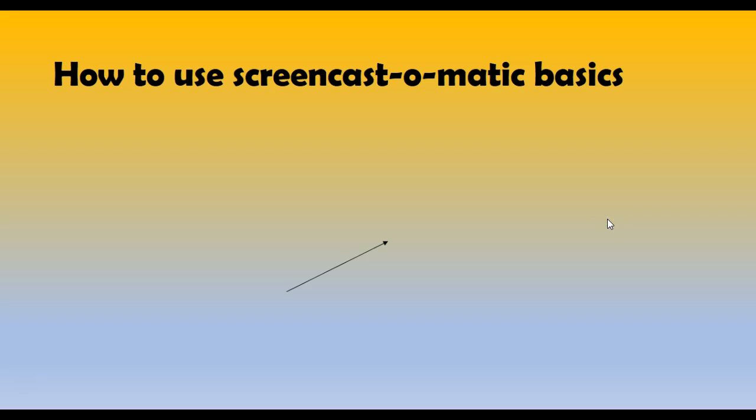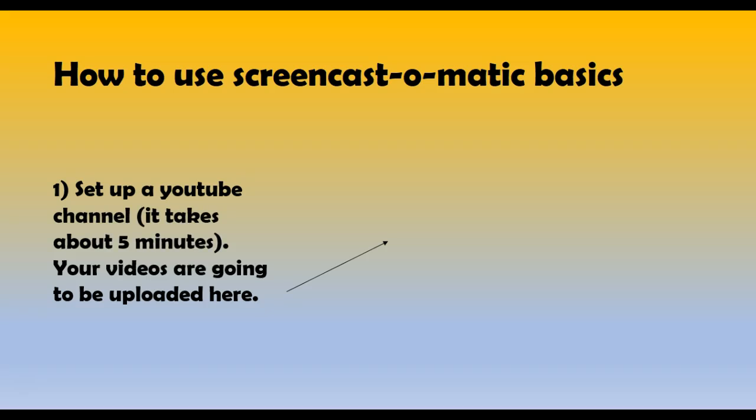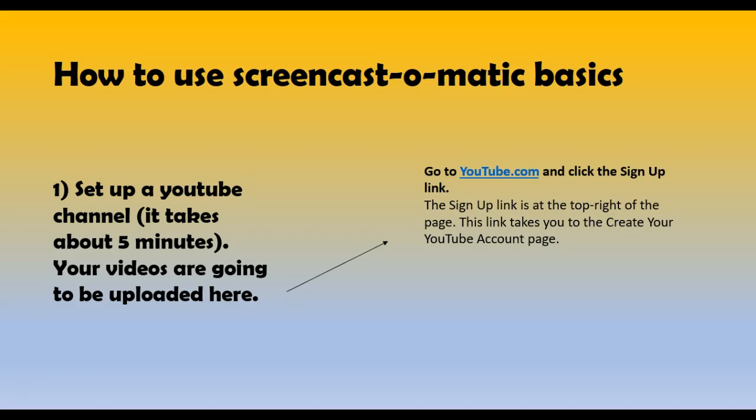So now I'm going to get into the basics of how to use Screencast-O-Matic. One of the first things you're going to have to do is set up a YouTube channel. I know some of you are already turned off by me saying this, but it takes about 5 minutes. It's really easy to do. The reason you would do it is your videos get uploaded here from Screencast-O-Matic. It just sends it directly there.